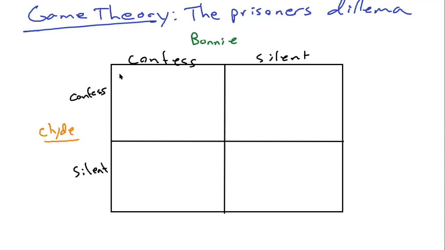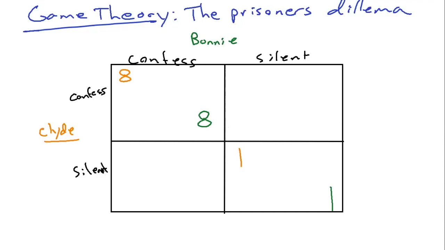This matrix represents all the possible outcomes that could occur. Clyde could confess or remain silent, and Bonnie could confess or remain silent. Their prison sentence is going to differ based on whether they confess or remain silent. If they both confess, they're each going to get 8 years. Orange here is Clyde's sentence and 8 is Bonnie's. If they both remain silent and don't admit to anything, they're both going to get 1 year.